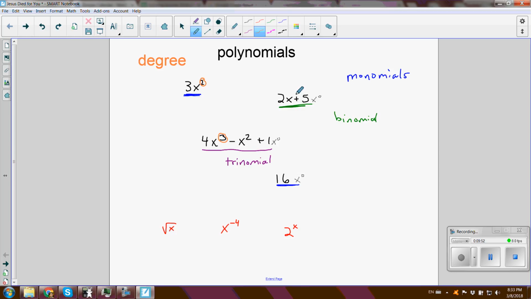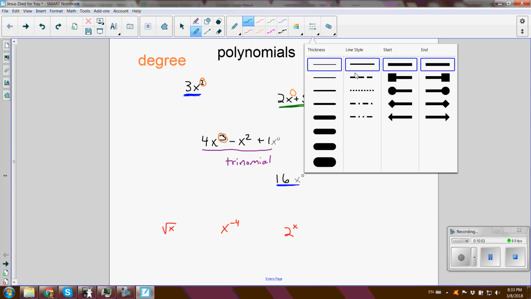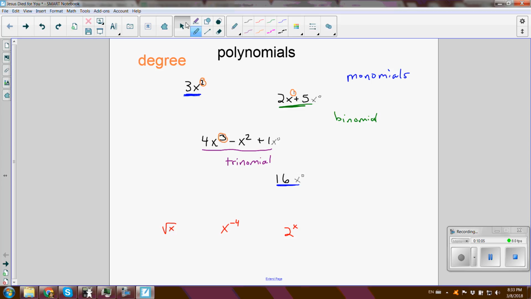That's the degree. What do you think the degree of this polynomial would be? What's the highest power of x? It's an invisible one. So the degree of this polynomial is 1. The degree of this polynomial is 0. And so that's just about all of the vocabulary and understanding you need for an introduction to polynomials. I hope this has helped.